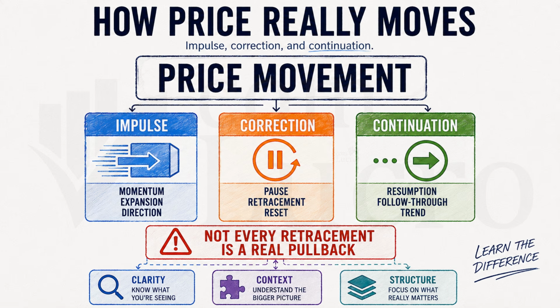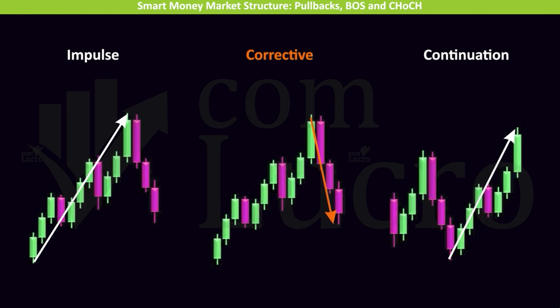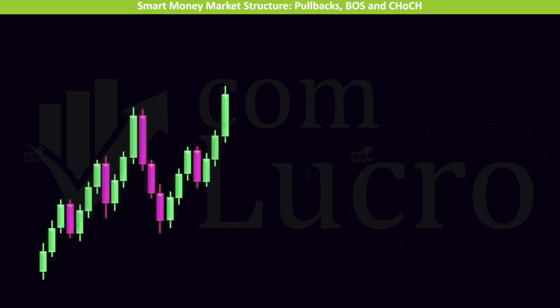Now that we understand the difference between ideal structure and realistic structure, the next step is to understand how price actually moves inside that structure. Because not every retracement is a real pullback, and not every small movement should be treated as a meaningful structural shift. To read market structure correctly, we first need to separate 3 types of movement: impulse, correction, and continuation. Each of these movements is formed through internal candlestick structures. Now let us take a closer look at each component in detail.